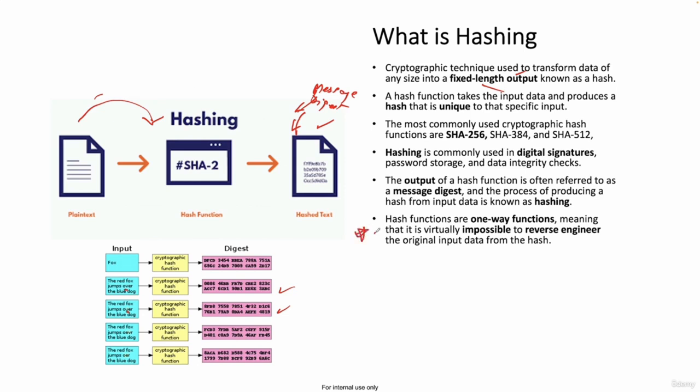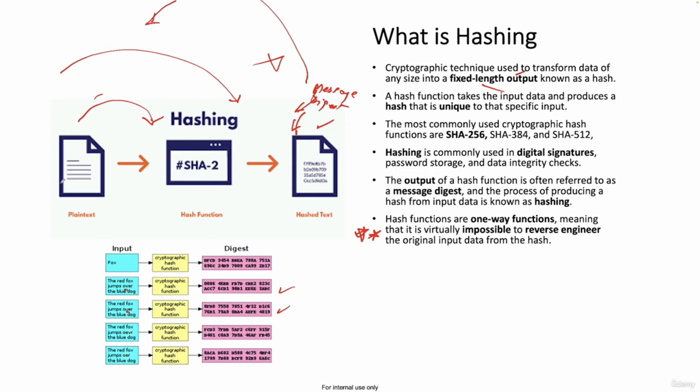Very, very important point. Always remember, guys, hash functions are one-way functions. It is a one-way street. You can always go from here to here, but you can't go from here back to here. You can't take a message digest, pass it through the hash function, and get the actual plain text. It doesn't work. Hash functions are one-way functions, meaning it is virtually impossible to reverse engineer the original input data. You can't take this hash digest or message digest and pass it back through the hashing function to get your plain text. That doesn't work at all.